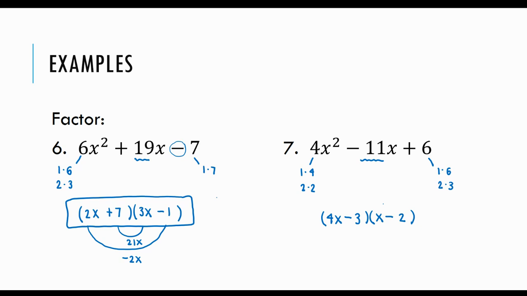Remember, I want it to add to negative 11x in the middle. So I'm going to multiply the outside terms, 4x and negative 2. That will give me negative 8x. Then I multiply the inside terms. Negative 3 times x is negative 3x. When I combine those, I will end up getting that negative 11x. So once again, I was able to get that on the first try right away.